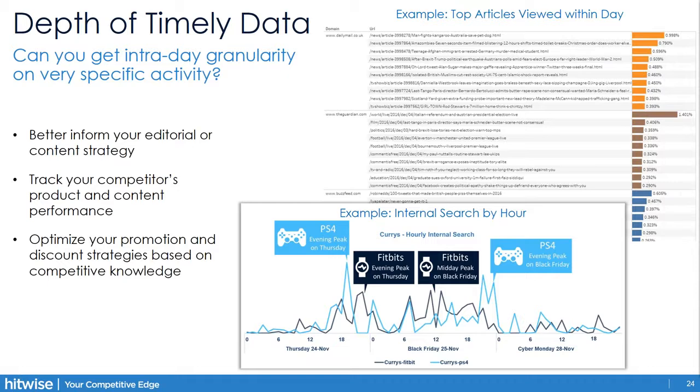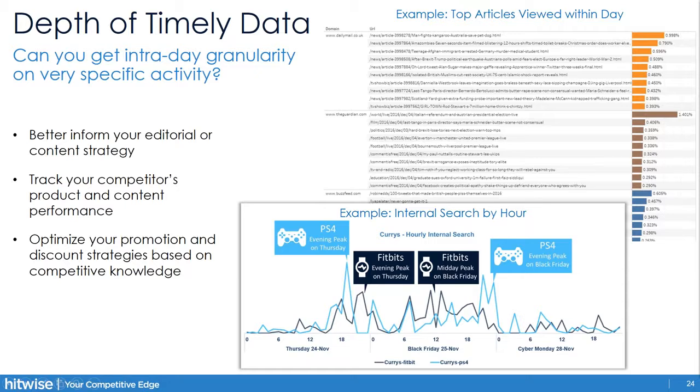So in the example here, we see top articles viewed within the day across a number of different media publications online. Being able to understand the share of a particular audience's time or visits to those articles within each site is super important to understand how these media properties are attracting audience, and how they are engaging that audience across the day.